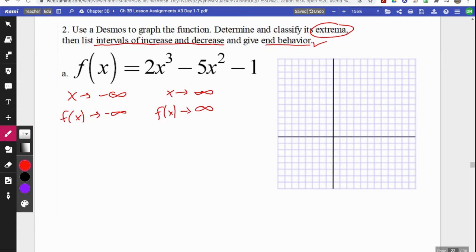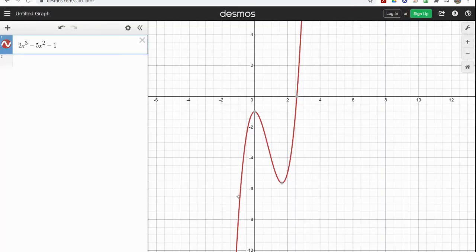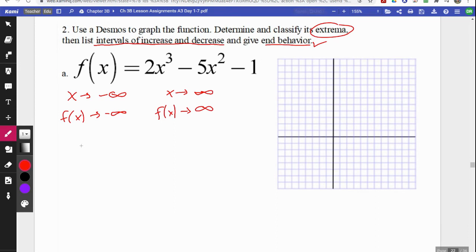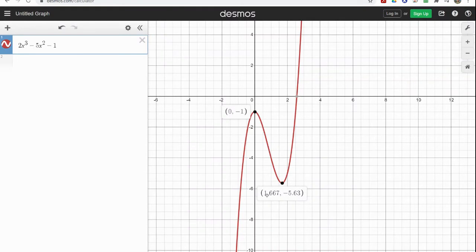We'll need to know some intervals and its extrema. As we look at this graph, we see it goes to negative infinity and positive infinity. There's not a single highest point or lowest point, so we don't have any absolutes. We do have relatives, those two peaks and valleys. So we would say that this is a high point. We have a relative maximum at 0, -1. And we have a relative minimum at 1.6 repeating, -5.63.